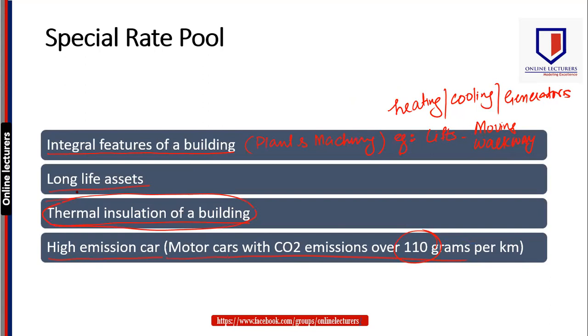Now, what is the difference between the special rate pool and the main pool? First of all, the difference is of WDA. One has a WDA of 18%, the other has a WDA of 6%. Now, if in the question there are two plant and machinery items, one qualified as a main pool item, the other as a special rate pool item, then both assets will attract AIA. But the AIA for the whole year is only 1 million. So the question is, on which asset is AIA to be claimed? In this situation, we will consider the most beneficial way, the most beneficial use.